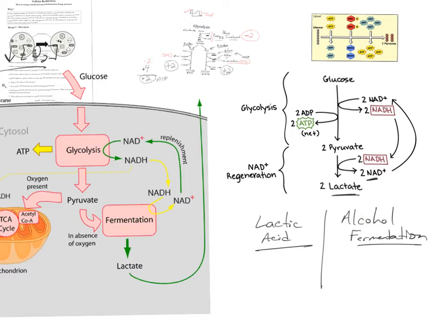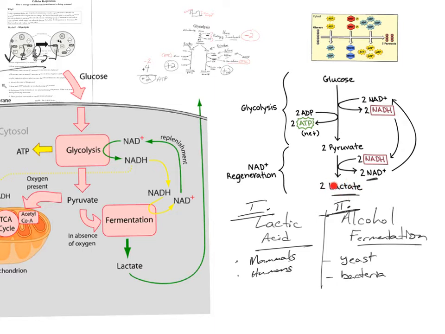And now you know what alcohol fermentation is, and you know what lactic acid fermentation is. You need to know that for the test. I want to be clear that you need to know what's produced. You need to know that alcohol fermentation happens in yeast and bacteria, and that lactic acid fermentation happens in most other eukaryotic cells, let's say mammals, for instance, and certainly in humans.